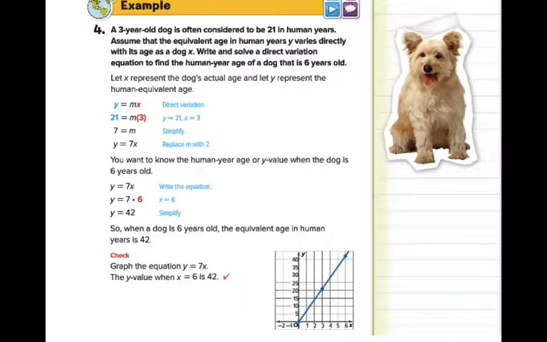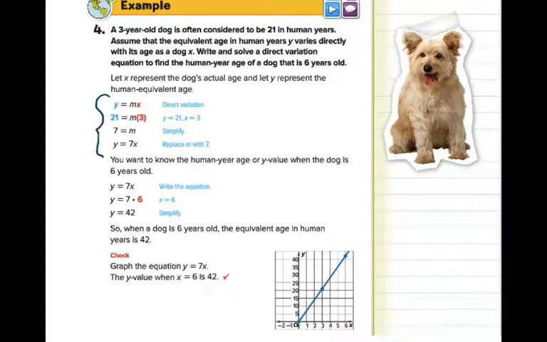All right, example 4. A 3-year-old dog is often considered to be 21 in human years. Assume that the equivalent age in human years Y varies directly with its age as a dog X. Write and solve a direct variation equation to find the human year age of a dog that is 6 years old. Let X represent the dog's actual age and Y represent the human equivalent. Okay, so we've always heard of dog years. So they're saying if the dog is 3 years old in normal time, it's very similar to being 21 years old in human years. Okay, so let's look and see what they did here.